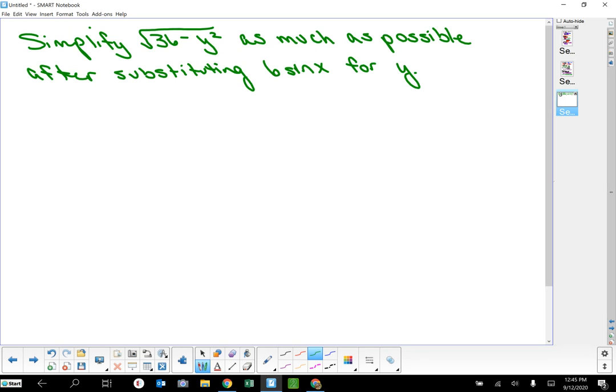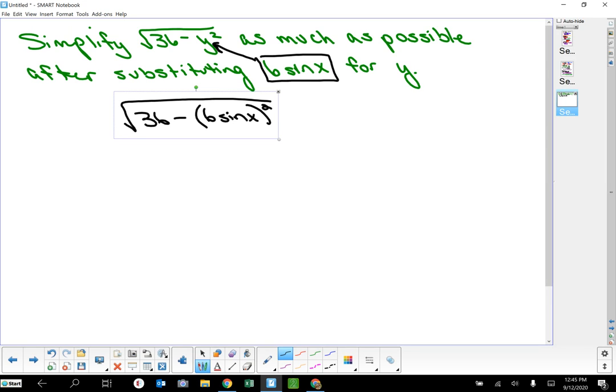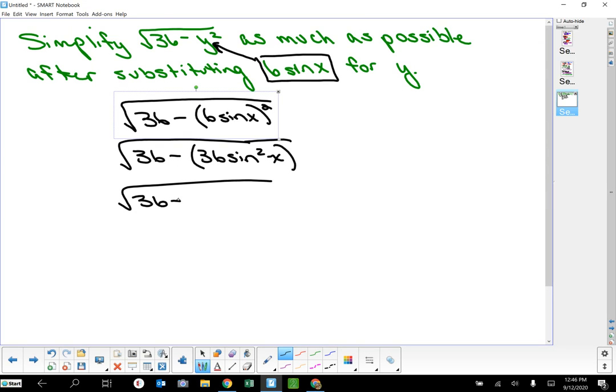Okay, so I want to just walk you through the steps to do this to make sure the math isn't terribly difficult, but if you need it modeled for you one time, I just want to make sure that happens. All right, so we're going to take the 6 sine x and put it right there. And so here's how this is going to look. 36 minus 6 sine x, and we're going to square that. So if you square 6 sine x, you're squaring both things inside the parentheses. So that's going to be 36 minus 36 sine squared x. And so what we can now do, you can drop the parentheses, 36 minus 36 sine squared x.